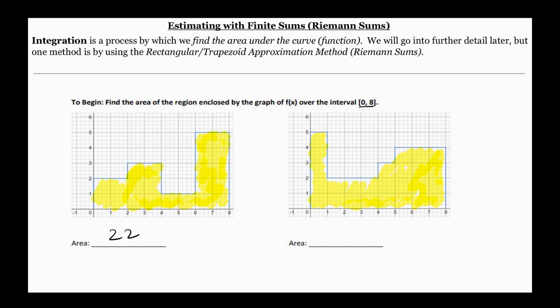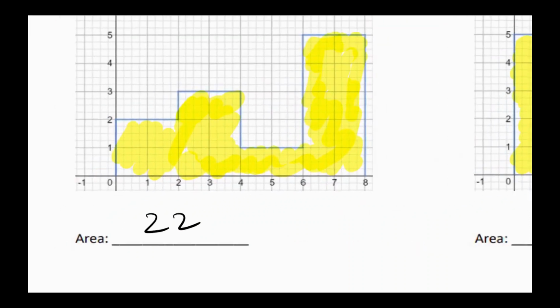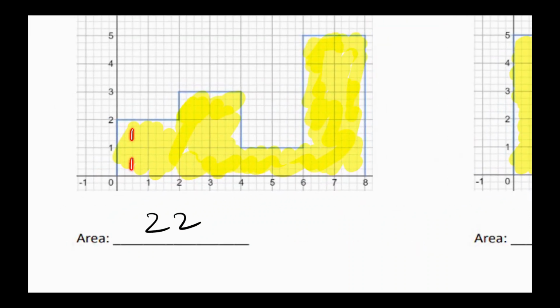Count the squares, right? Area is length times width. Each of these little squares is a 1 by 1, so each square is 1 unit squared. And then there's 22. How many people did it that way? Anyone else do it a little different? Anyone else do it differently?